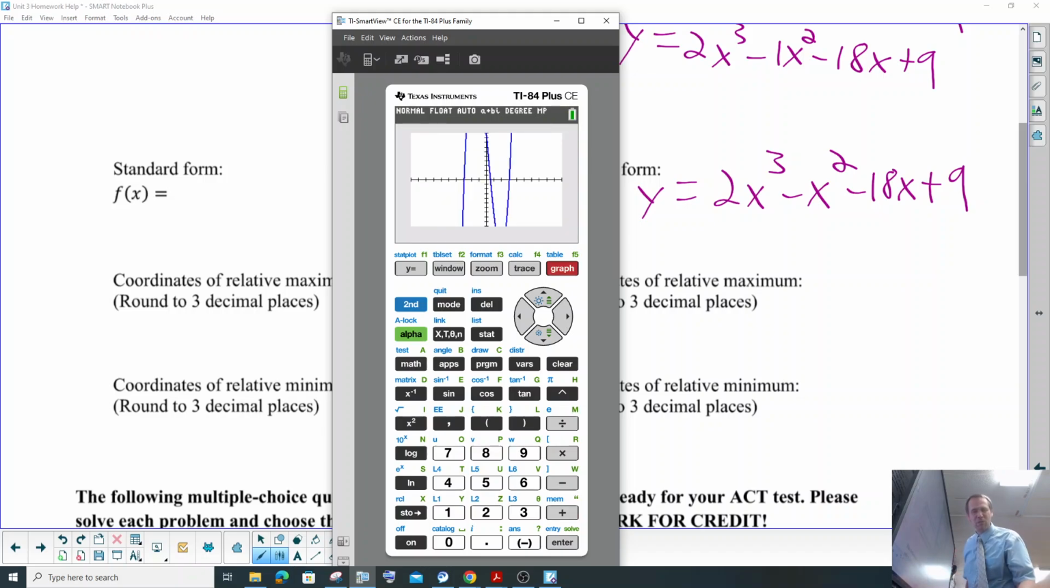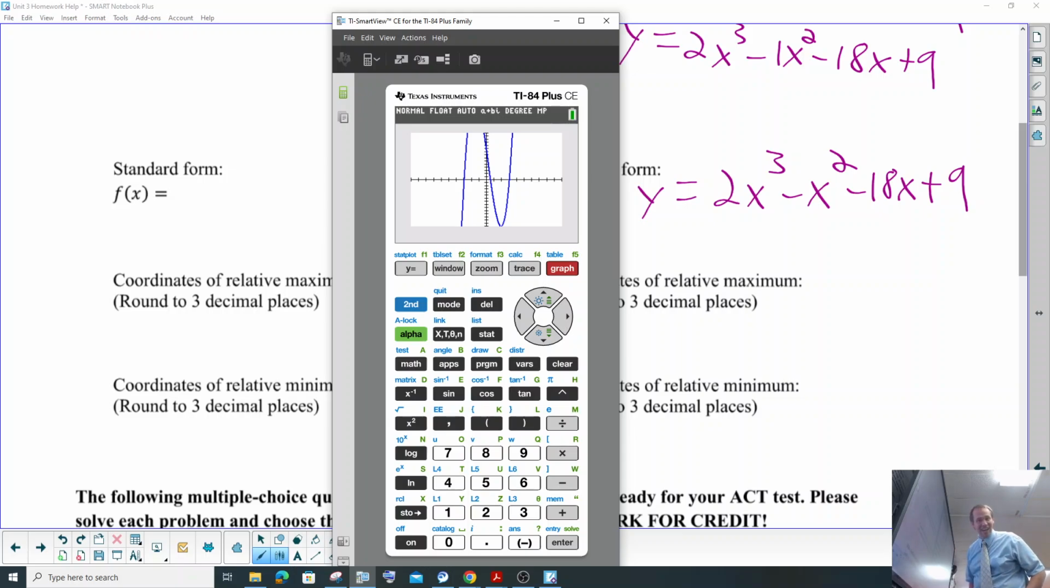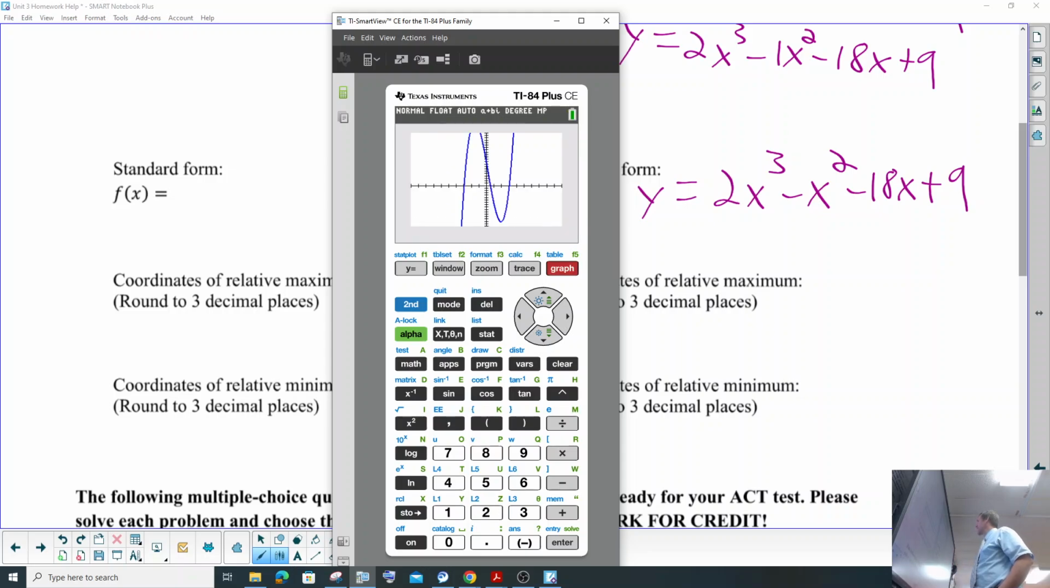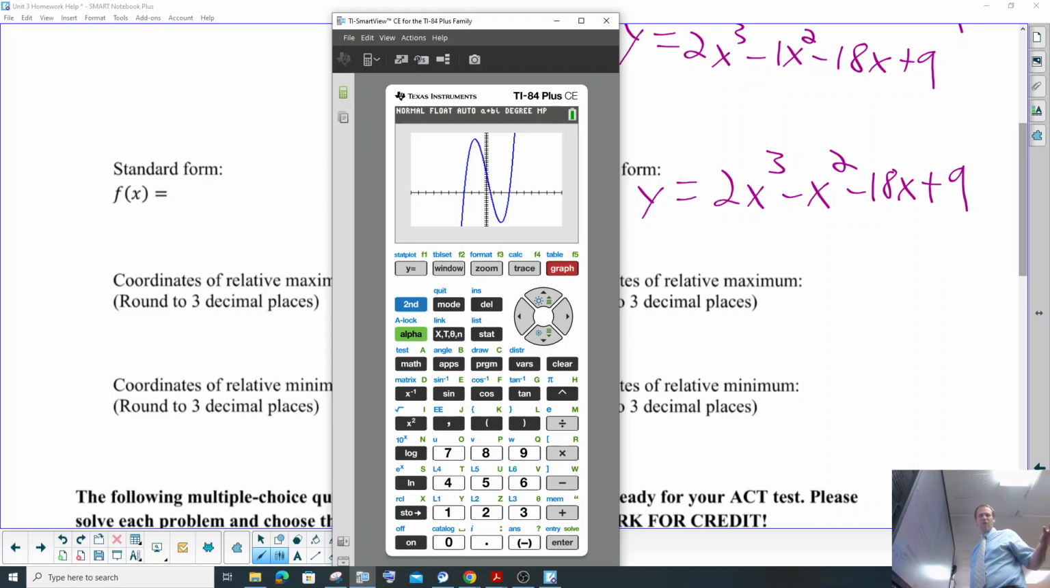Whoa, our minimum and maximum are off the charts. You're going to have to extend your window a little bit. So hit the window button. Probably our y values, we're going to have to try negative 15 to positive 15. Not there yet. Let's go a little bit lower, negative 17, maybe up to 22. I'm just trying to guess. Still not high enough. What is going on with our maximum? Let's try 30. Whoa, there we go.